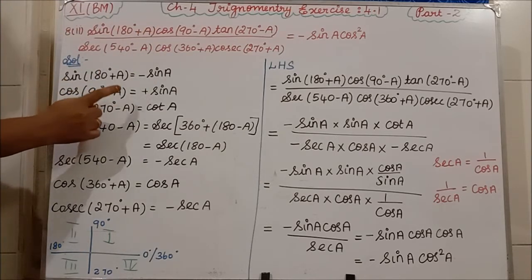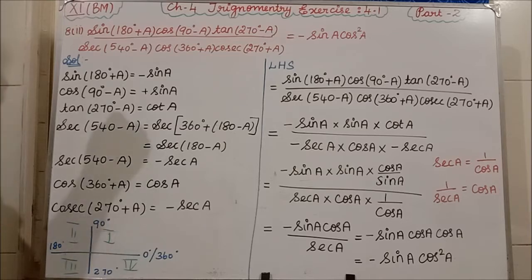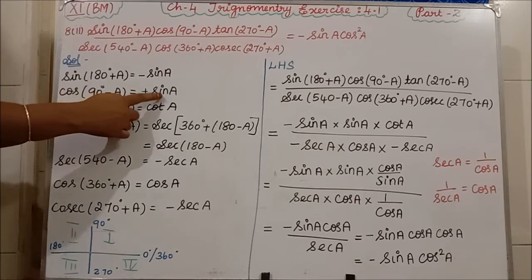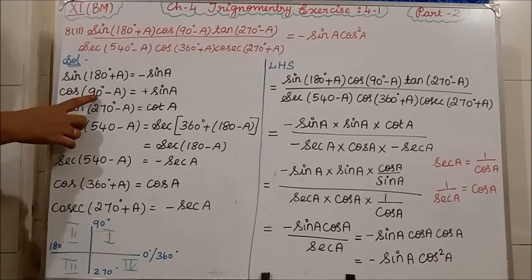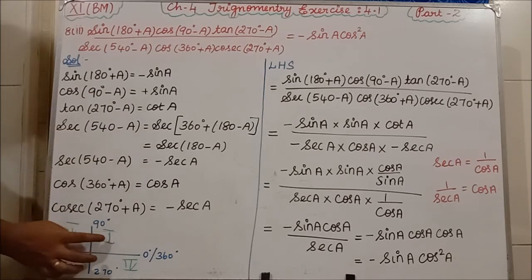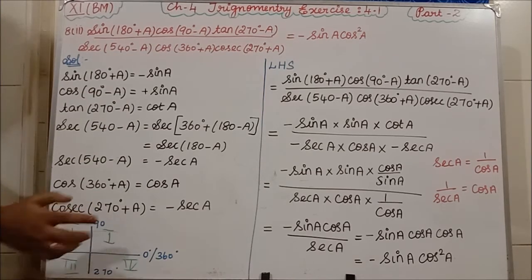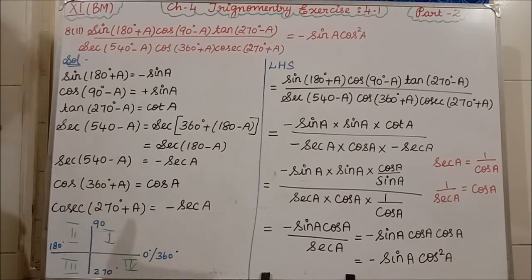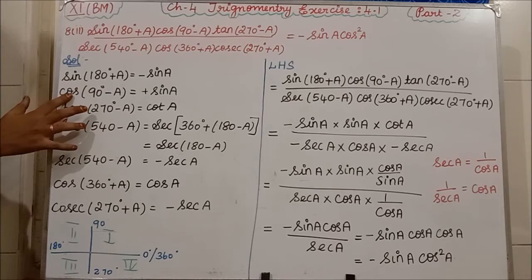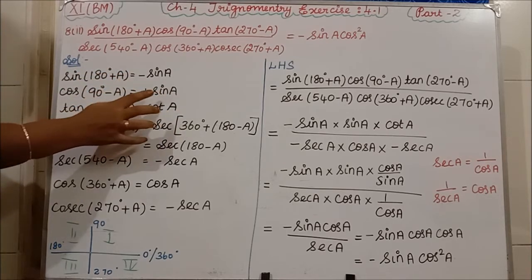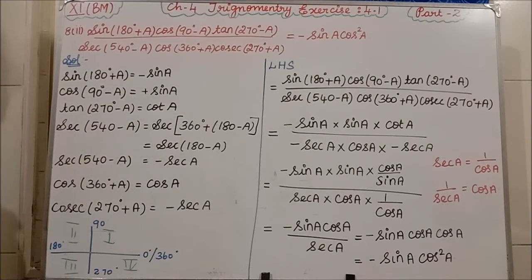What is the next value? Cos 90 degree minus A. When you are using 90 or 270 degree, we have to change the trigonometric ratio. Cos means sine. 90 minus A means it will lie in the first quadrant. In the first quadrant, all the trigonometric ratios are positive. So if we change cos, we get sin A, positive only.